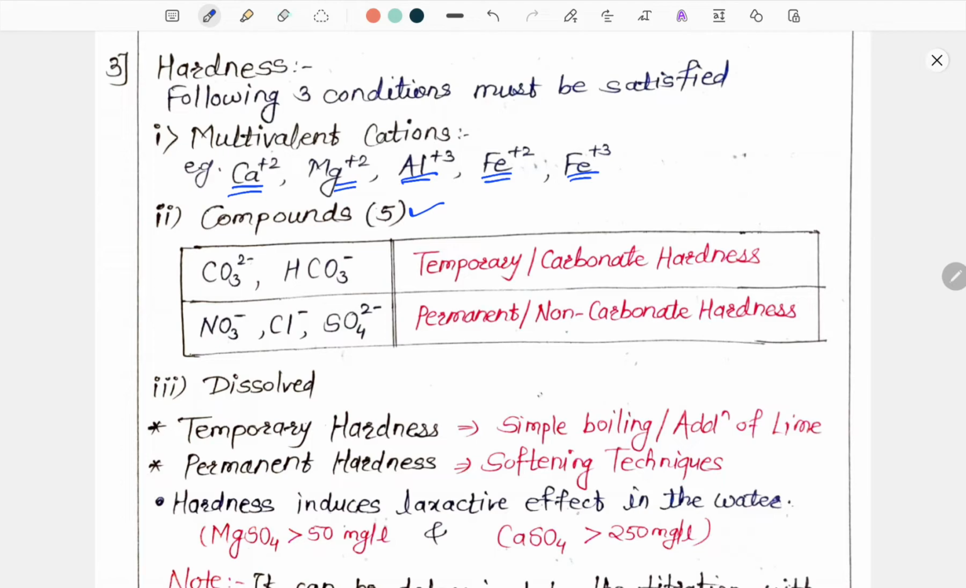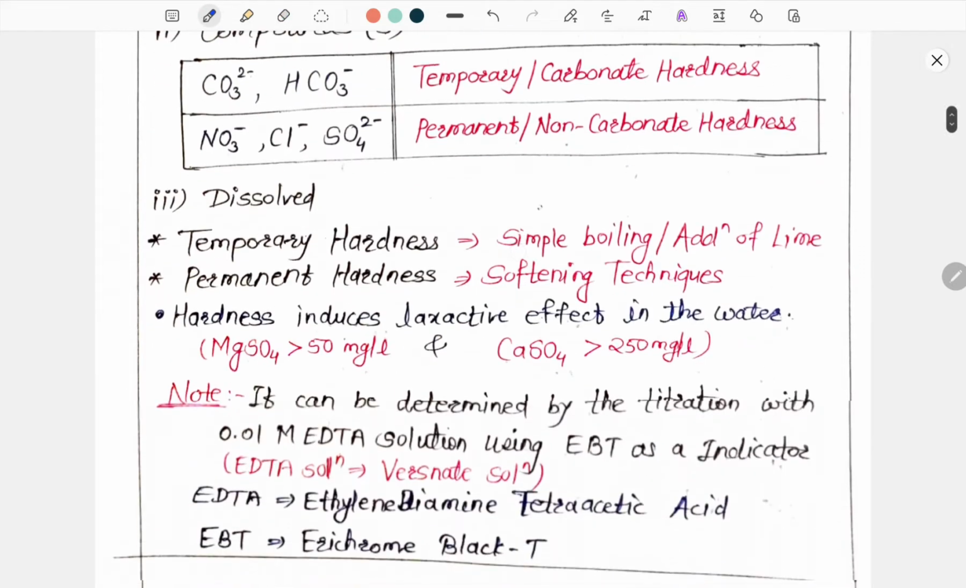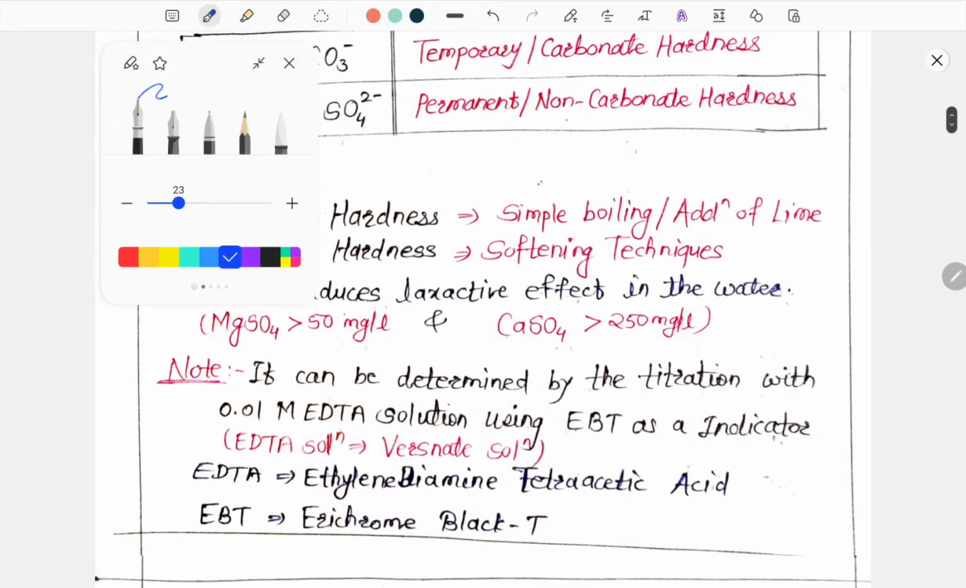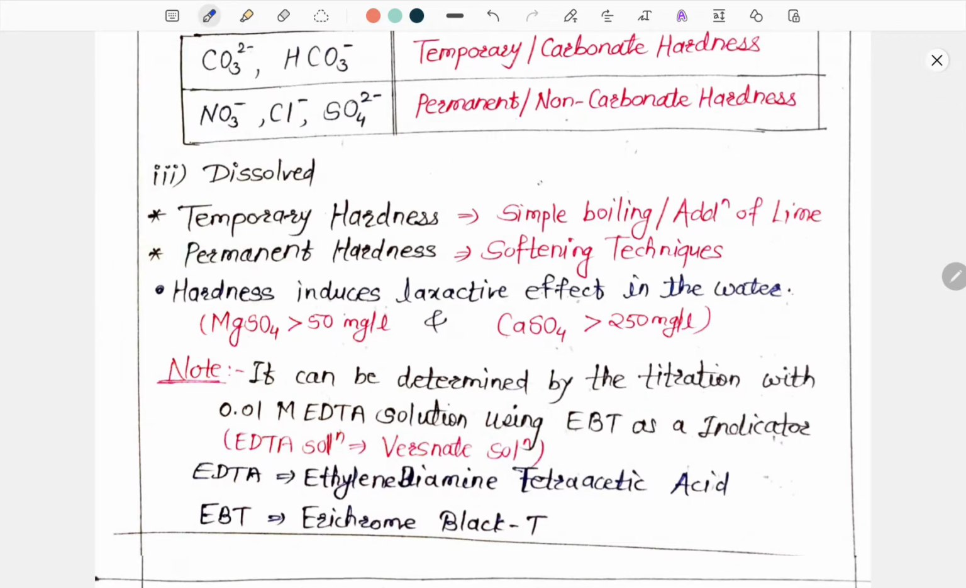Next, here we will discuss temporary and permanent hardness. Temporary hardness can be removed by simple boiling or addition of lime, and permanent hardness is removed by the use of special techniques termed softening techniques. Now, the impact of hardness: due to the hardness of water, it makes the food tasteless and increases consumption of soap.